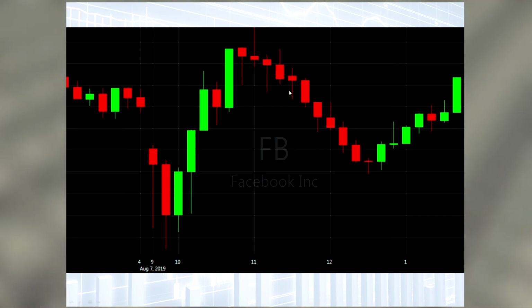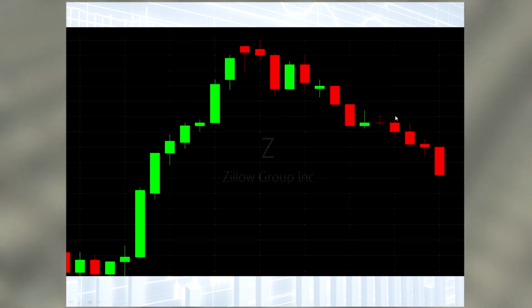and even more conservative traders would have waited for a whole candle to trade below the pattern. Here we can see once again Zillow on a 20-minute chart, with a very strong uptrend and a lot of bullish sentiment behind the stock. Then we see our hanging man reversal pattern.